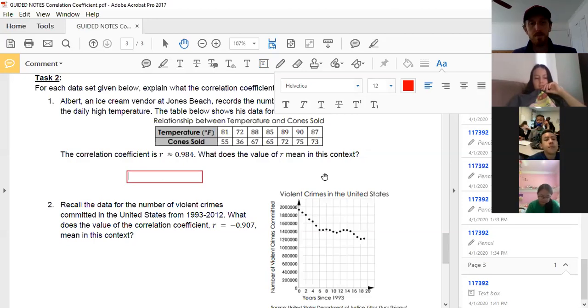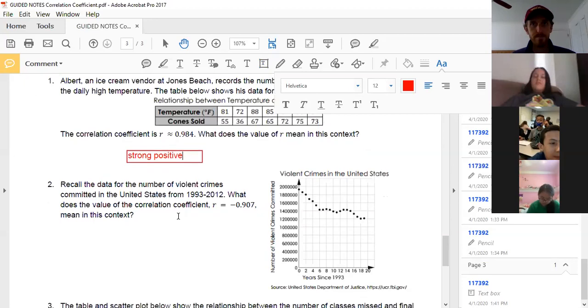Strong, because it's close to 0. Or sorry, it's close to 1, right? Is it a positive or negative correlation? Positive. Strong and positive. So 0.984, it's close to 1, that makes it strong. It's positive, so we call it positive. Done. Okay?